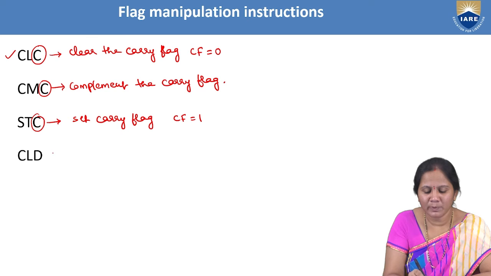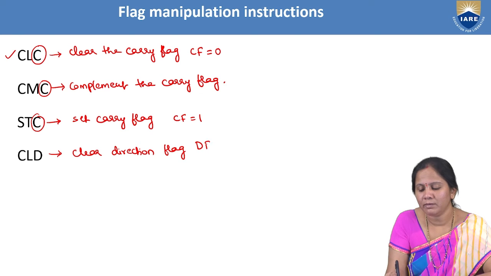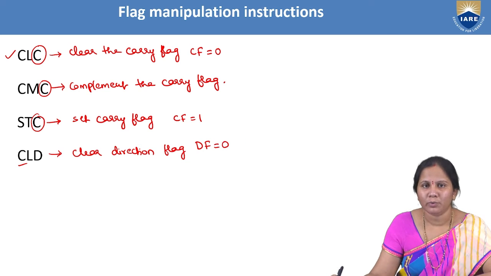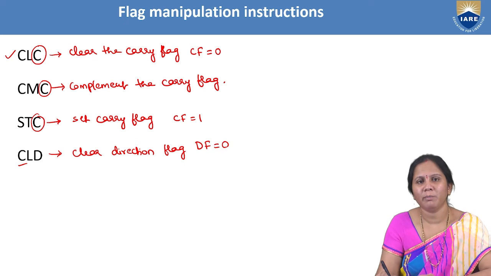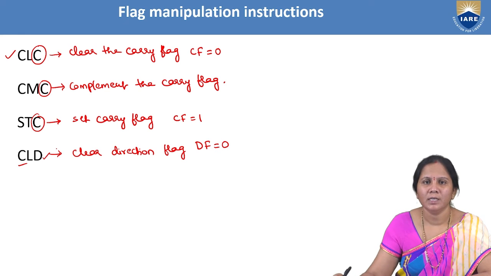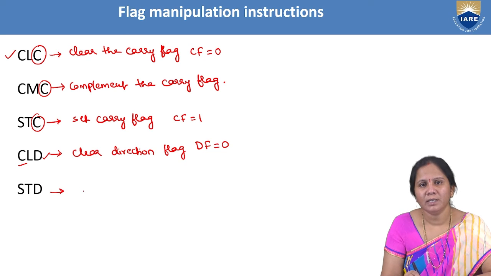The next flag manipulation instruction is CLD. CLD represents clear the direction flag. The direction flag is indicated as DF. Clearing the direction flag means DF will be equal to 0. So in order to make the direction flag bit in the flag register format of 8086 zero, you have to use the instruction called CLD.